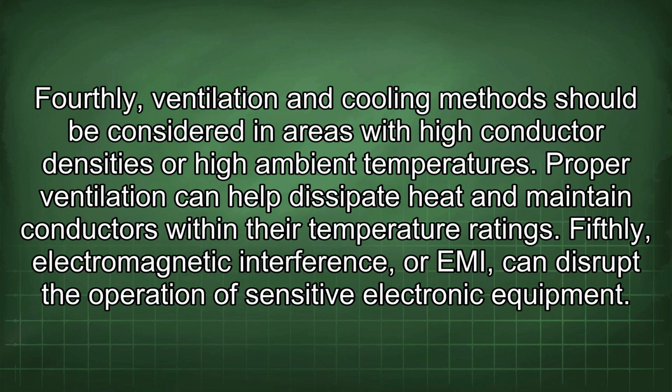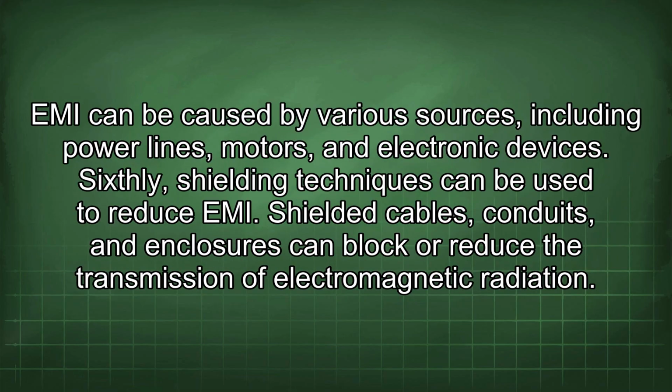Fourthly, ventilation and cooling methods should be considered in areas with high conductor densities or high ambient temperatures. Proper ventilation can help dissipate heat and maintain conductors within their temperature ratings. Fifthly, electromagnetic interference, or EMI, can disrupt the operation of sensitive electronic equipment. EMI can be caused by various sources, including power lines, motors, and electronic devices.